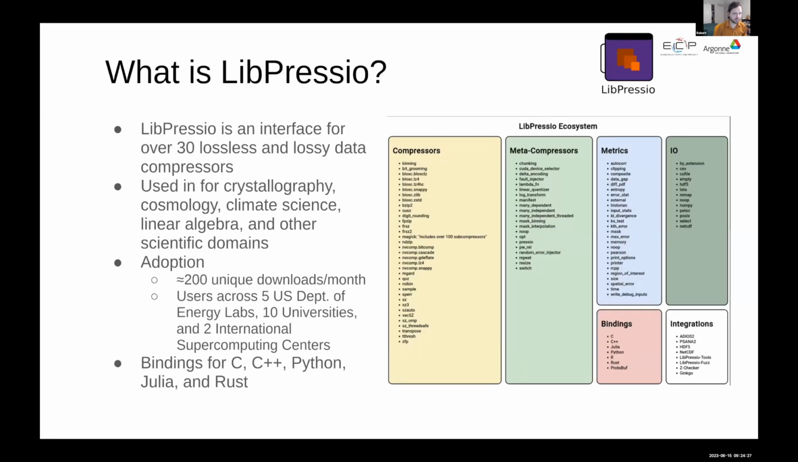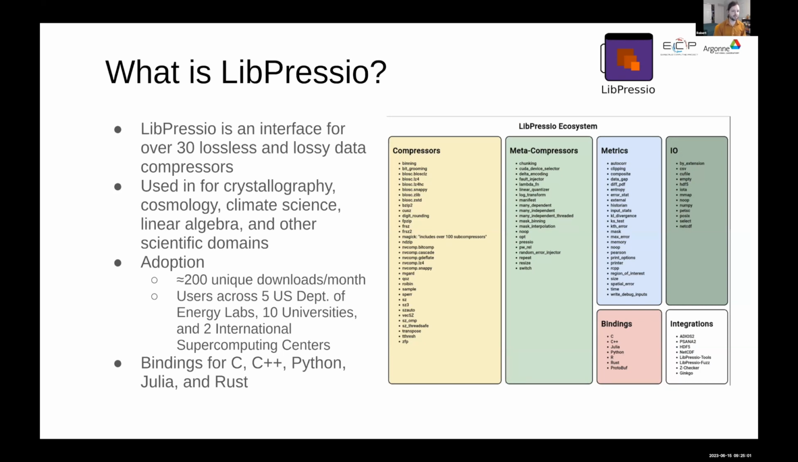The library we developed is called LibPressio, and it's an interface for over 30 different lossless and lossy data compressors used within the scientific community. It's used for scientific techniques such as crystallography, which studies the fundamental structures of materials. It's used in cosmology, studying the evolution and growth of the universe, climate science, linear algebra, and other scientific domains. It's used fairly widely for scientific code across 5 different Department of Energy labs, 10 universities, and 2 international supercomputing centers. And it has quite a bit of different kinds of components.